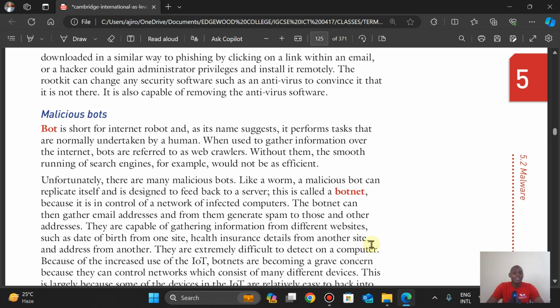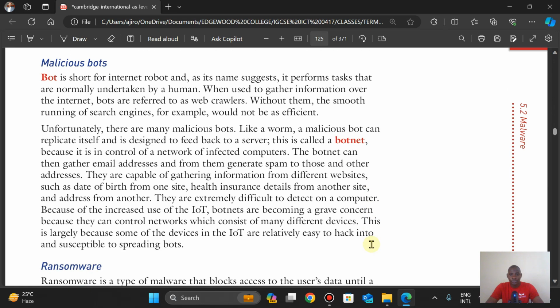They are extremely difficult to detect on a computer because of the increased use of what? The IoT. Botnets are becoming a grave concern because they can control networks which consist of what? Different devices. This is largely because some of the devices in the IoT are relatively easy to hack into and susceptible to spreading of what? To both. So you have to be careful, right? It's just like a worm: it is going to replicate itself, and it's going to feed back to the server called the botnet every piece of information it has found on the laptop and on websites.